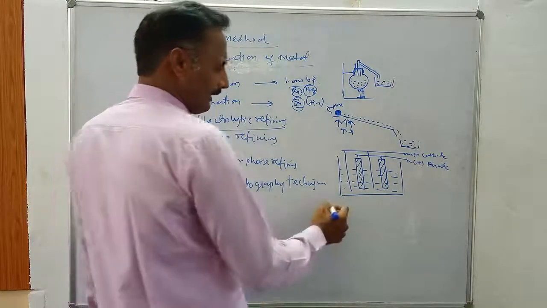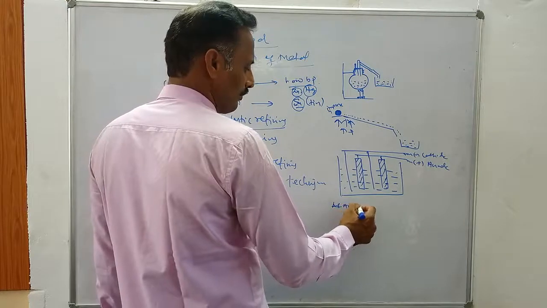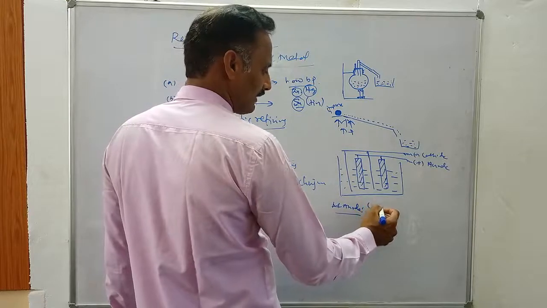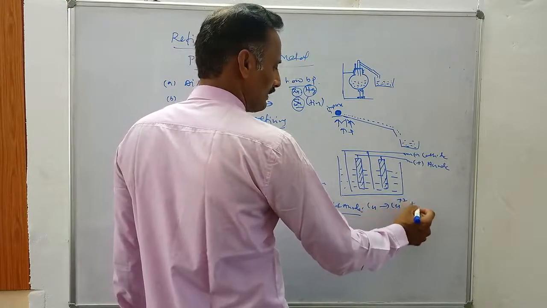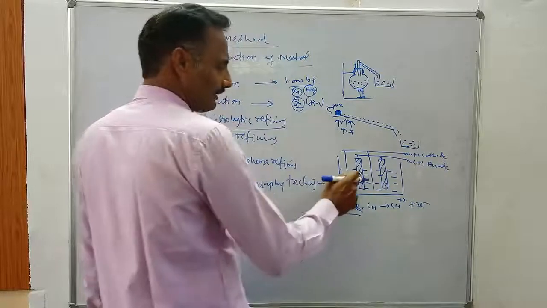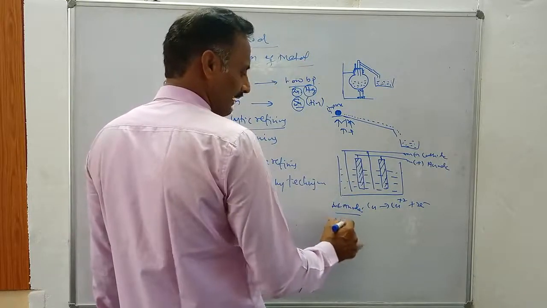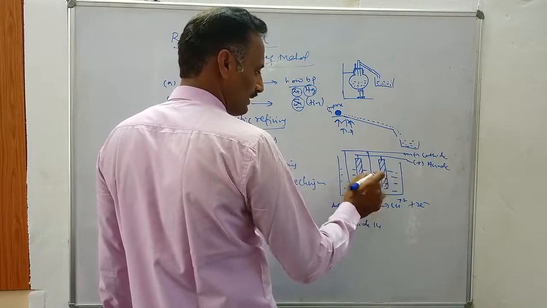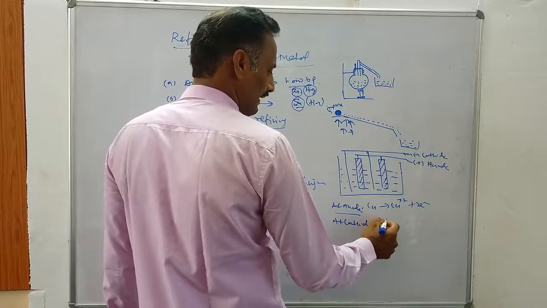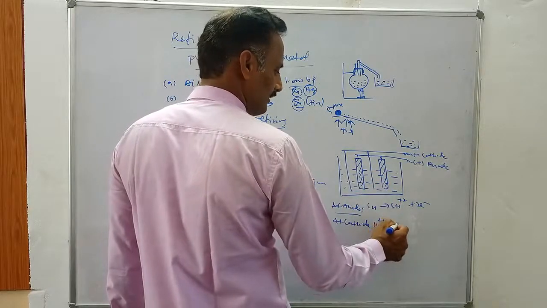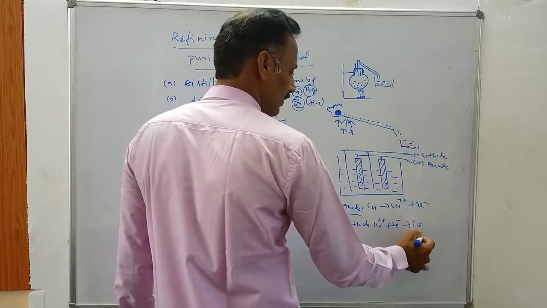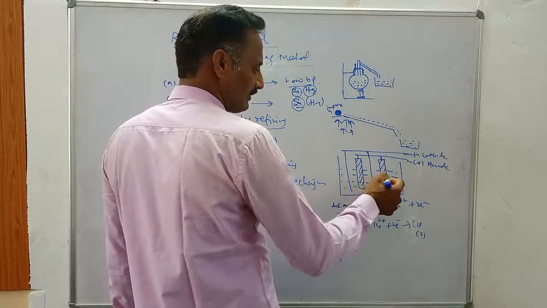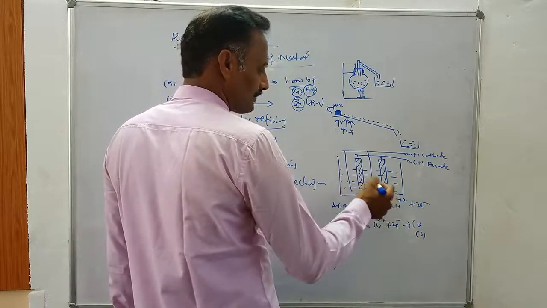What happens at the anode? The anode is the impure copper rod. At the anode, Cu undergoes oxidation to Cu2+ and releases 2 electrons. Then at the cathode, which is the pure copper rod, the Cu2+ ions present in the solution pick up 2 electrons and deposit as copper. The impure rod dissolves in the solution and deposits on the cathode.